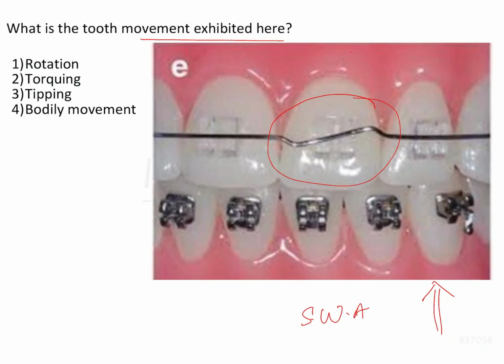Now here we have seen that this is a type of second order bend because this is a bend that is given in the vertical direction, and again this is given to bring about the mesiodistal uprighting of the tooth, right? So this kind of tooth movement is a tipping tooth movement where the tooth is tipping mesiodistally, and so this is going to push this tooth this way, right? So it is going to bring about a tipping motion and not a bodily movement or a torquing movement or a rotation movement. A torquing movement would be brought about if there was a twist in the arch wire, which again cannot be appreciated from the frontal view like this.